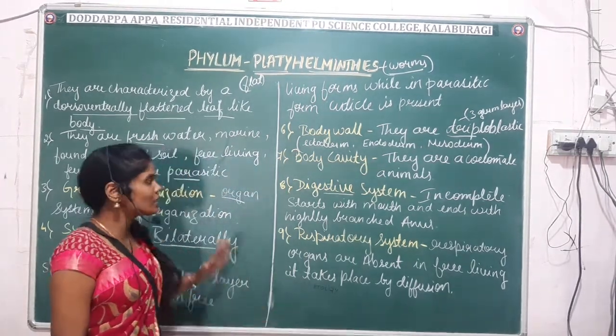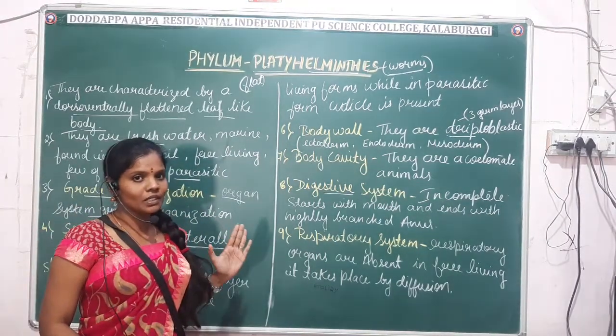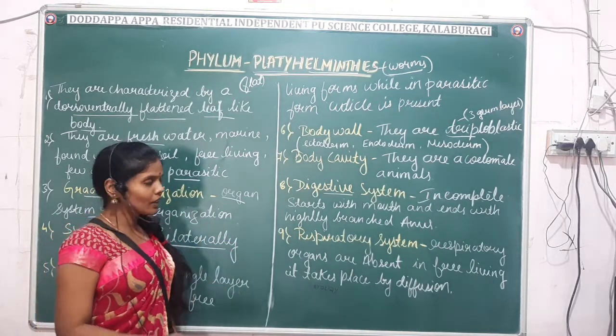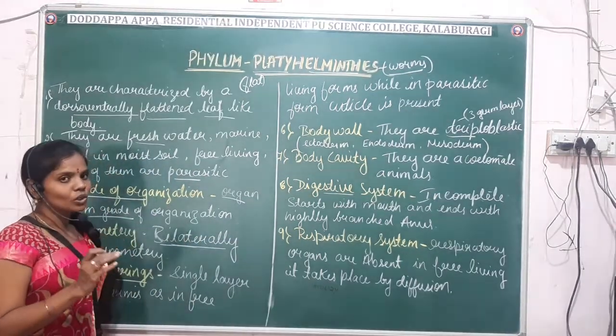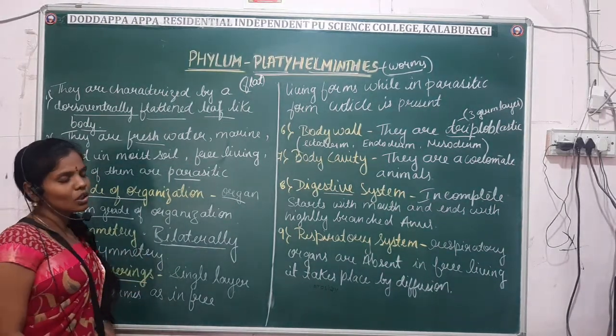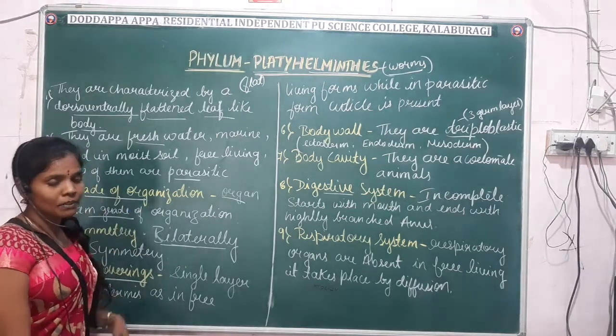Just we'll have a glance. Platyhelminthes: platy means flat, helminthes means worms, so they are commonly known as flat worms. They are characterized as dorso-ventrally flattened worms, which are seen in almost all habitats, like freshwater and marine forms. Some are free living and some are parasitic.